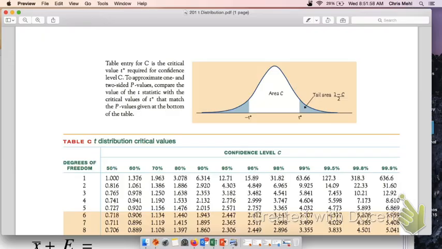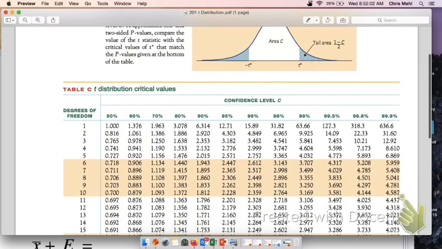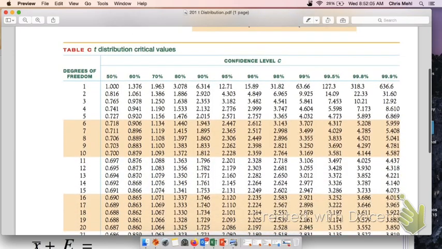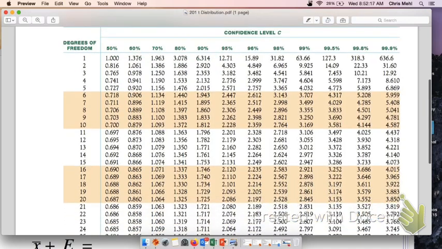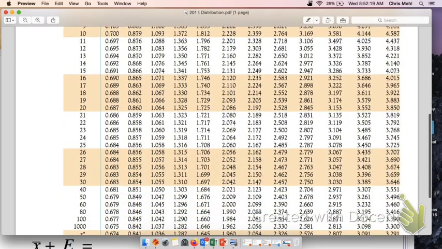Okay, so you'd get out your T table from class, and what you would do is find the confidence level at the top. We're doing a 90% confidence level. That would be in the first, second, third, fourth, fifth column at the top. Then we need to find the appropriate degrees of freedom.